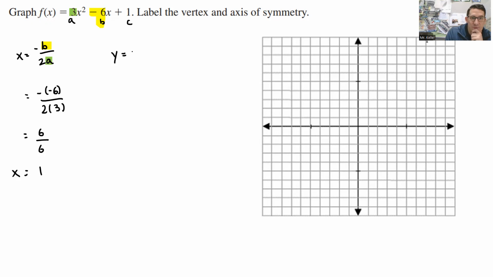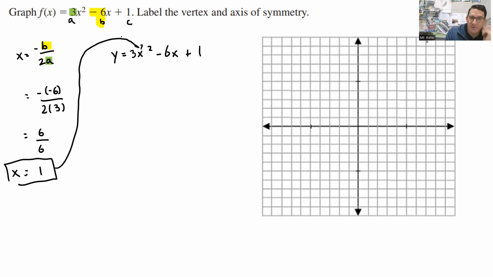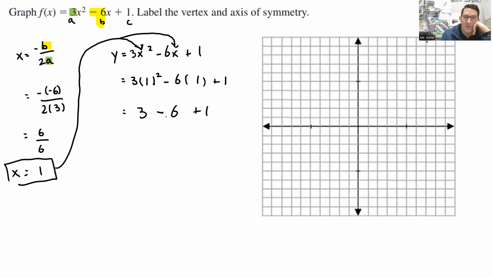So y is equal to 3x squared minus 6x plus 1. So my x equals 1 I'm going to substitute in for the x squared there and the x there. So it's going to be 3 times 1 squared minus 6 times 1 plus 1, and put in 1 for those x's. So 1 squared is 1, so this is 3 times 1 is 3, minus 6 times 1 is 6, plus 1. 3 minus 6 is negative 3, plus 1 is negative 2. So that's our y value.